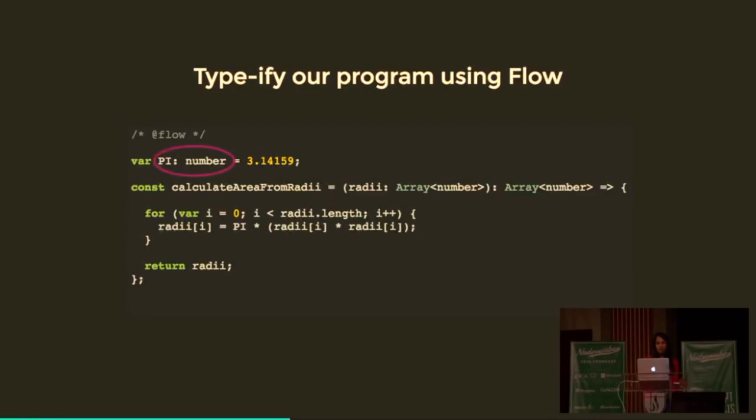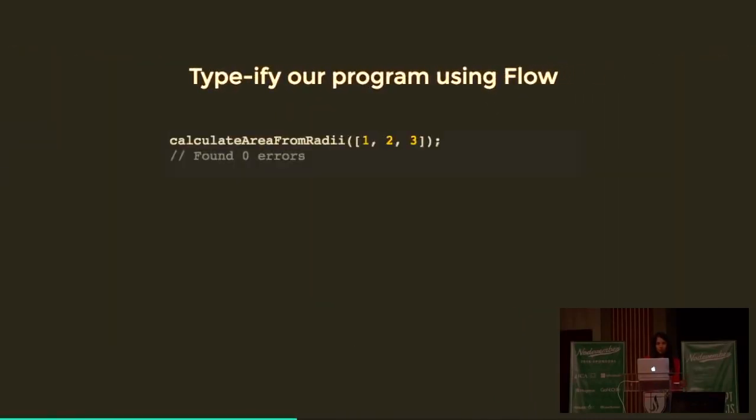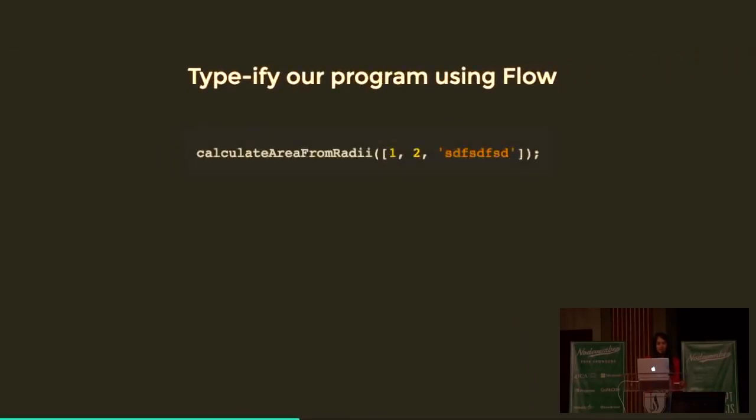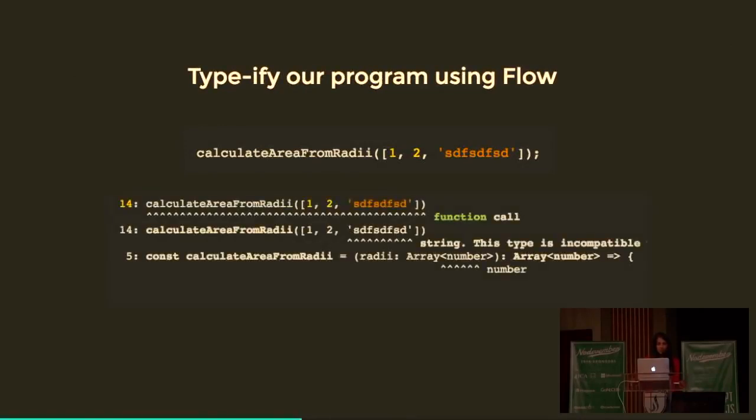And you'll see I added a type of pi as number. And then I added to our input argument radii, I said that's an array of numbers. And then the output is also an array of numbers. Now, if we had a function that properly passes in an array of radii, and when you flow check it, it'll say found zero errors. But if somewhere in your code someone passed a string into this function and you type checked it, Flow would complain and say, string, this type is incompatible with array number. So it catches this stuff for you at compile time before you ship it to your customers, while you're coding, so that you can fix it and deploy correct code.